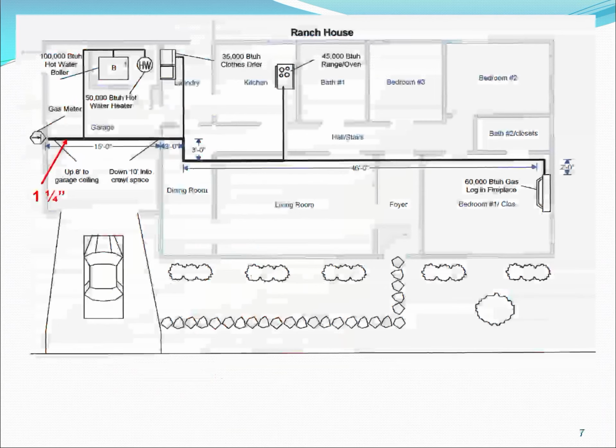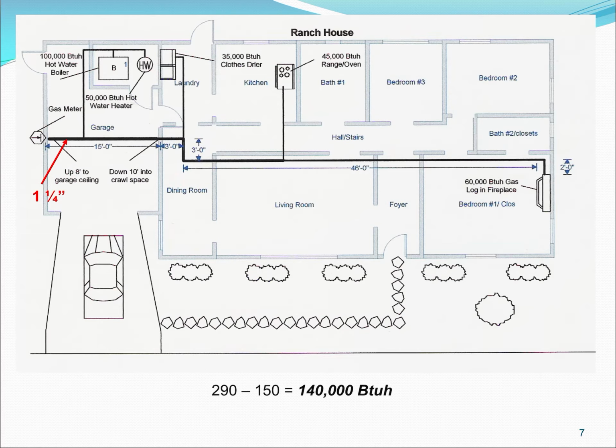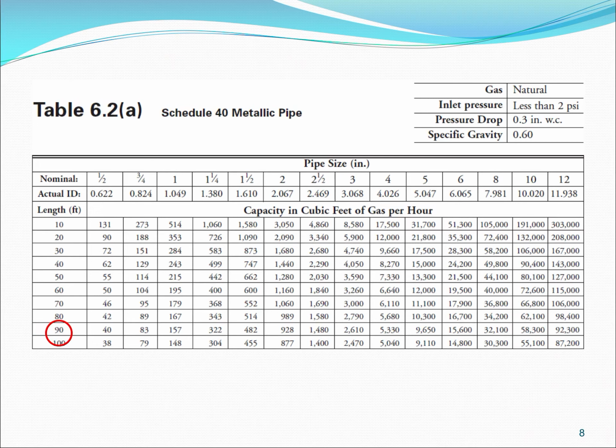Now, this next one here, we're going to actually get rid of 150,000 BTUs right at that T. So we're going to basically venture off of that to catch that water heater and also the boiler. That leaves us with 140,000 BTUs or 140 cubic feet in this example.